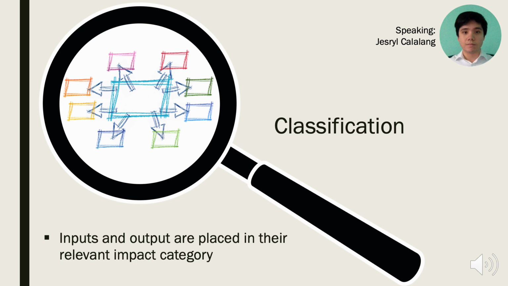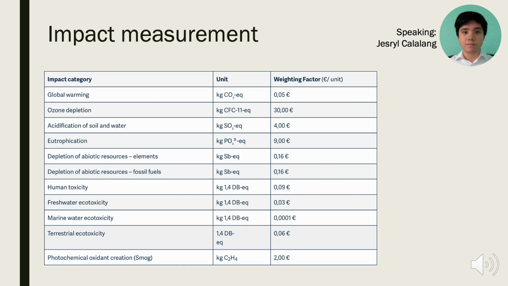Next, we have the step of classification. Here, all the inputs and outputs of the material are mapped to its relevant impact category. For instance, the inputs and outputs that produce greenhouse gases, such as carbon dioxide and water vapor, are allocated to the climate change impact category.